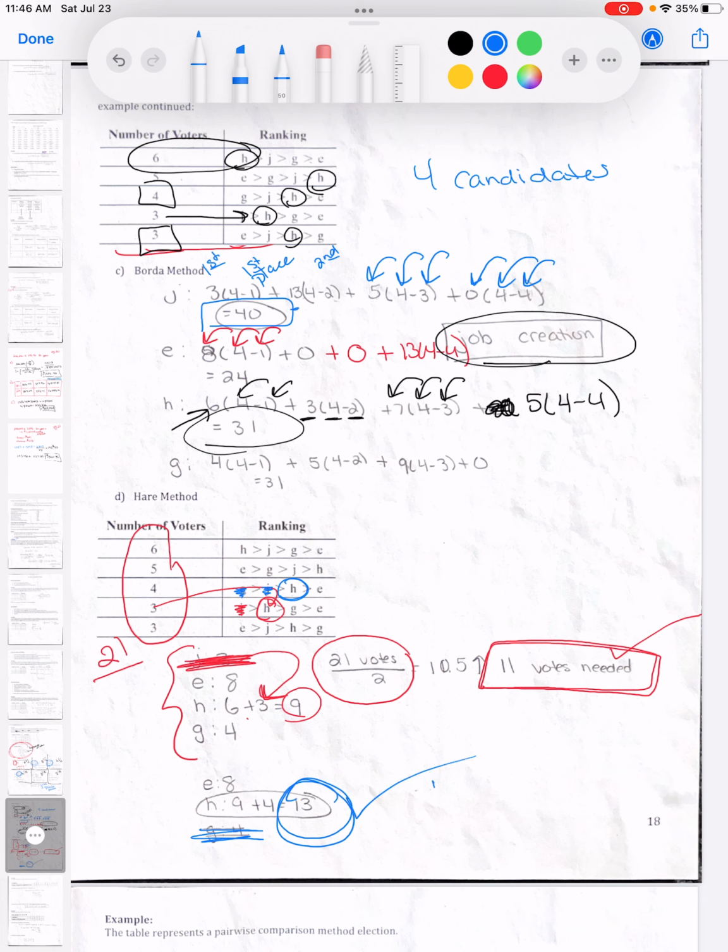So this was healthcare. Was the winner for this one.